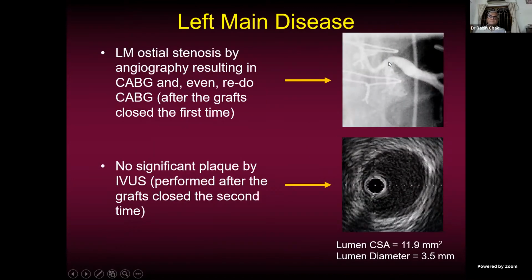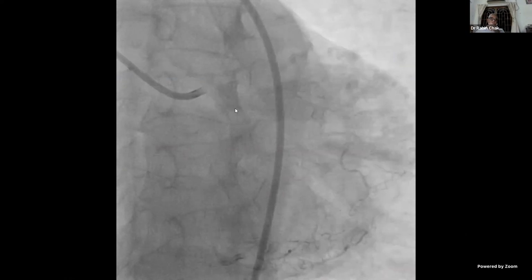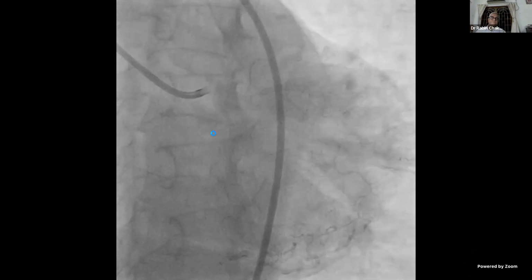The left main stem disease. This is the left main ostium, and it looks like ostial stenosis angiographically, resulting in CABG or even redo. But on IVUS, no significant plaque by IVUS performed after the graft closed the second time. Nothing, absolutely normal. So sometimes it would be like this. The patient had another case. You can see that there is ostial stenosis of circumflex.